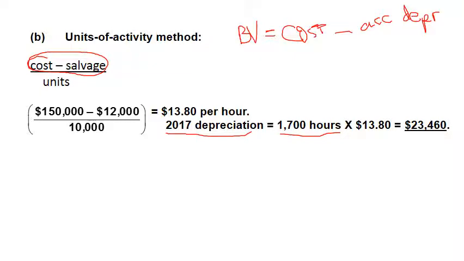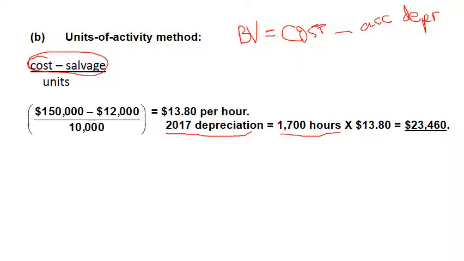So it doesn't matter if 2017 was a partial year or not. All that matters is how many hours the machine ran. We don't really care when it was purchased. All we care about is how many hours the machine ran. So you don't change the calculation.